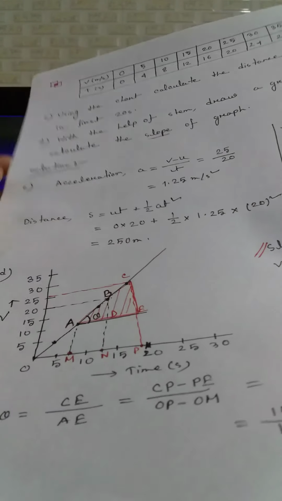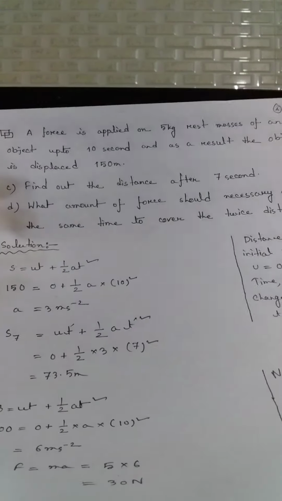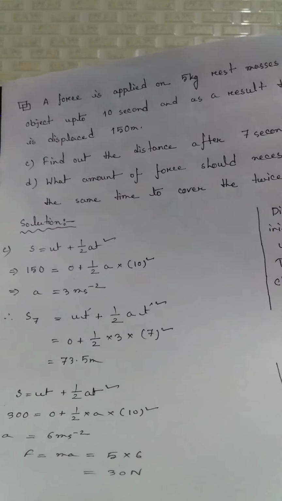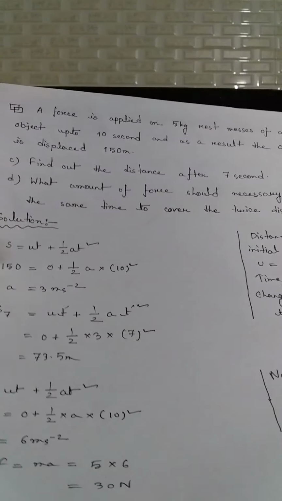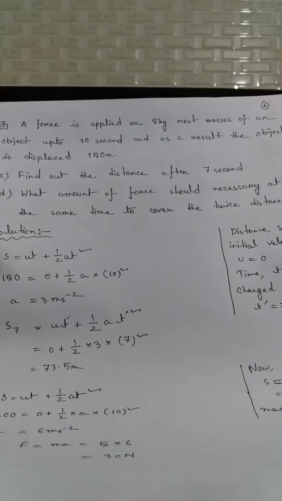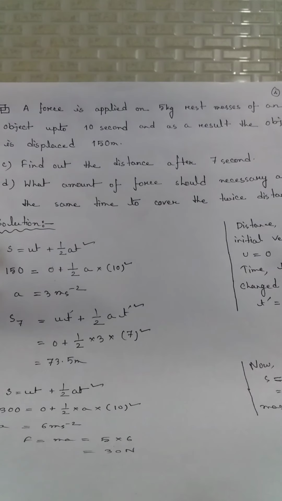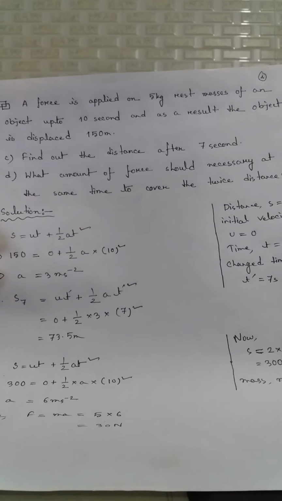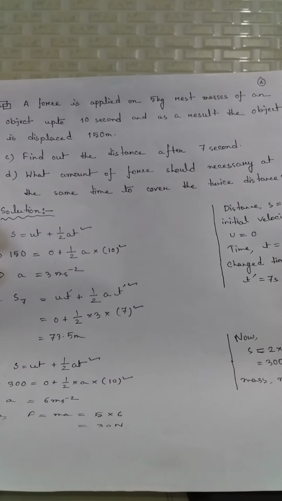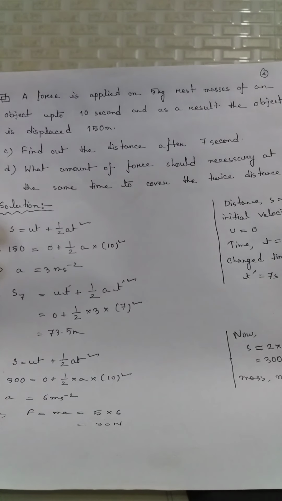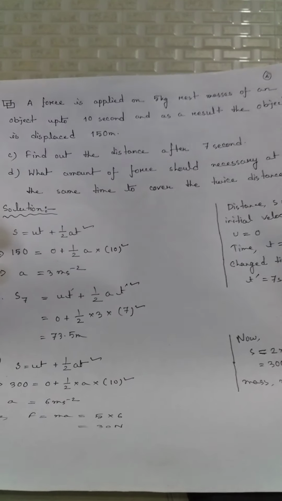Next, we will try to focus on third question, another question here. Our two questions was, one was graph based, one was chart or table based. Third question is, a force is applied on 5 kg rest mass of an object up to 10 seconds, and as a result the object is displaced 150 meter. Question C, find out the distance after 7 seconds. And question D is, what amount of force should be necessary at the same time to cover twice the distance?